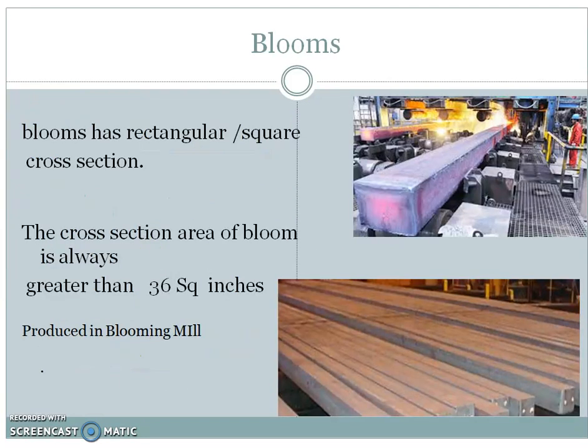Next, blooms. You can see the diagram here. Blooms are always rectangular or square in shape, and the area is 36 square inches. They are produced in blooming mills. Means what? It is nothing but a steel mill, but we call it a blooming mill because blooms are created in that mill.